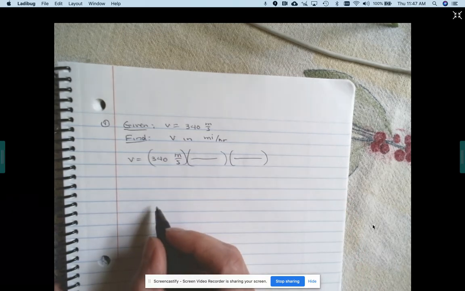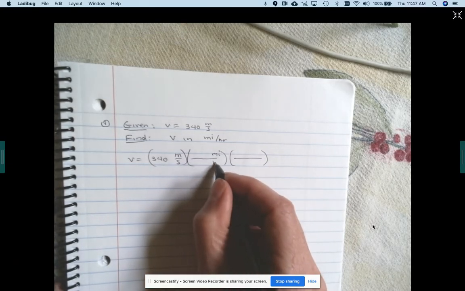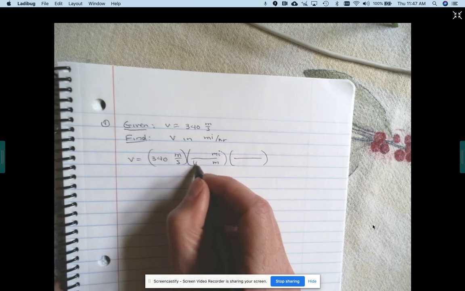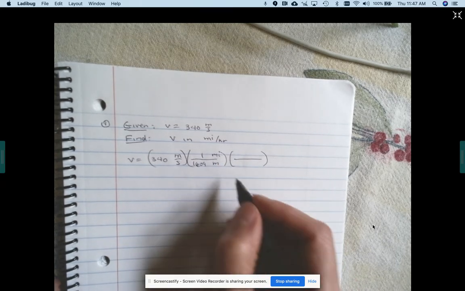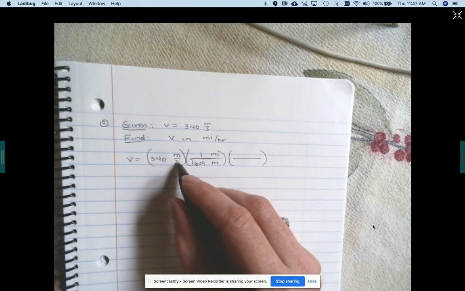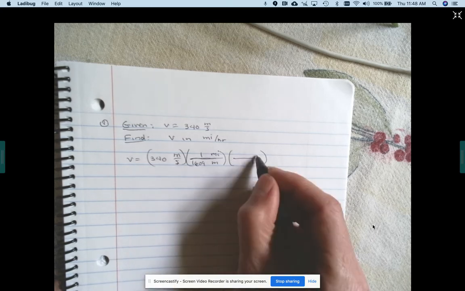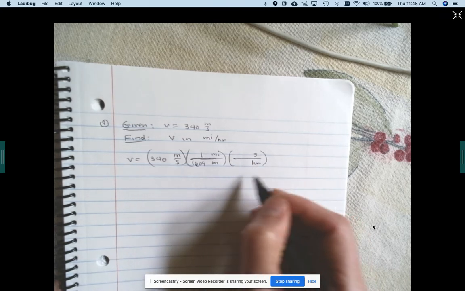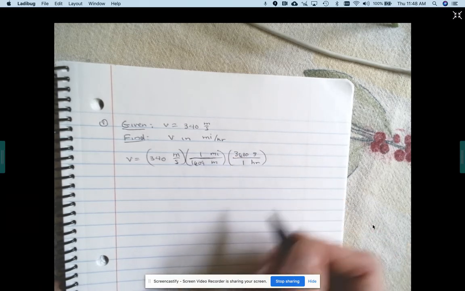So the top and bottom have to be the same. So we want to end up in miles, so we put miles here, we put meters on the bottom. 1609 meters is 1 mile. That was given, or you can look that up. Okay, and now we want to go change seconds to hours. So we want hours. Seconds is on the bottom, so I need it on the top to cancel it out, and I want hours on the bottom. 1 hour is 3,600 seconds.